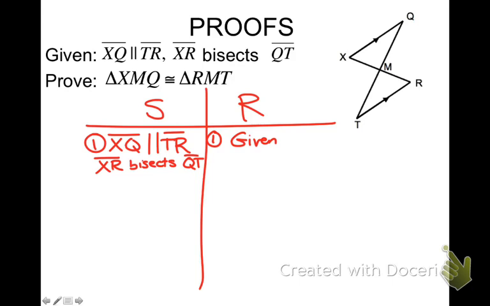Right, so it's bisecting a segment. There's no angle in there that's bisecting. Okay, so that means I'm going to get two congruent segments from that. So let's go ahead and mark up the diagram.